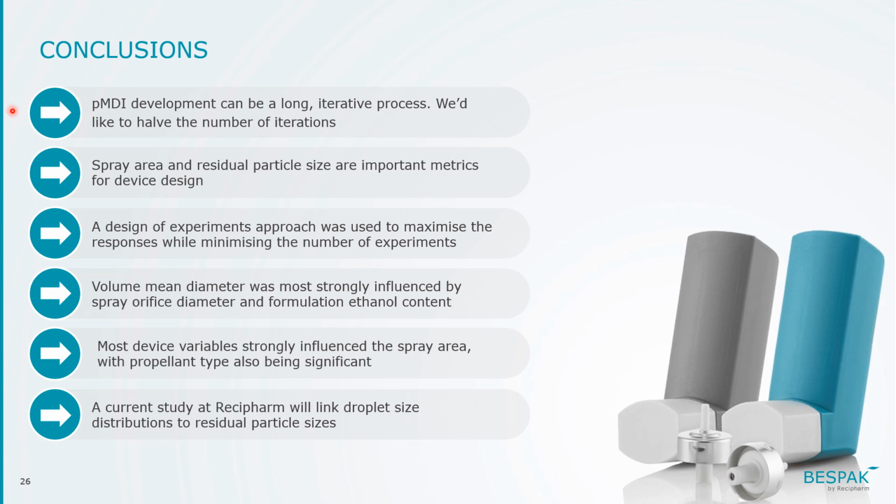In summary, we aim to reduce the development time of new PMDI products by approximately 50%. Spray area and impactor stage performance must meet the regulatory requirements. A Taguchi orthogonal array was constructed as part of a lean testing approach. Spray orifice diameter and ethanol fraction were the strongest influencers of volume mean diameter. Spray area was strongly influenced by most device variables.